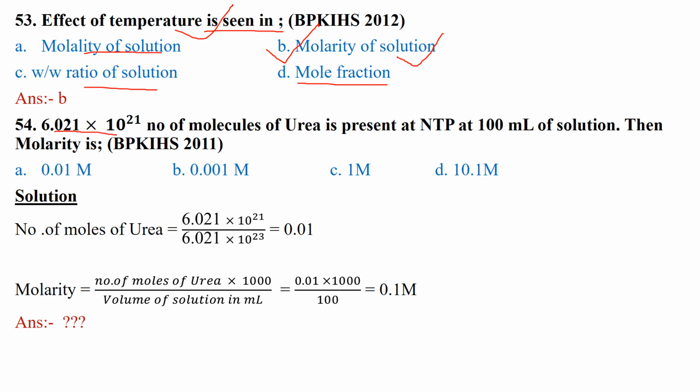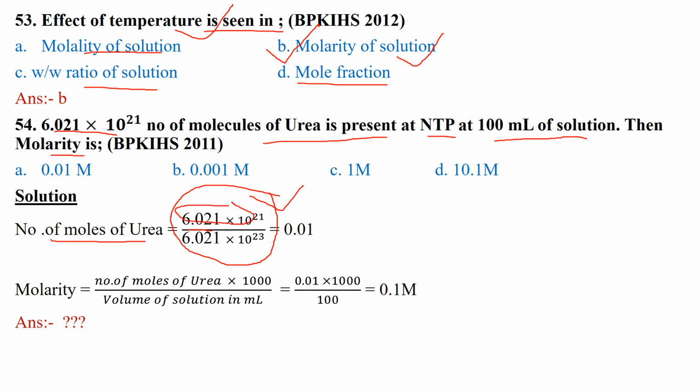6.021 into 10 to the power 21 molecules of urea are present at NTP in 100 ml of solution. Then the molarity, a very simple question. We have to calculate the molarity. First of all, calculate the number of moles. Here is the formula for the calculation of number of moles. I have already discussed this formula in the mole concept chapters. Number of particles divided by Avogadro number gives the number of moles. 0.01 is the number of moles.